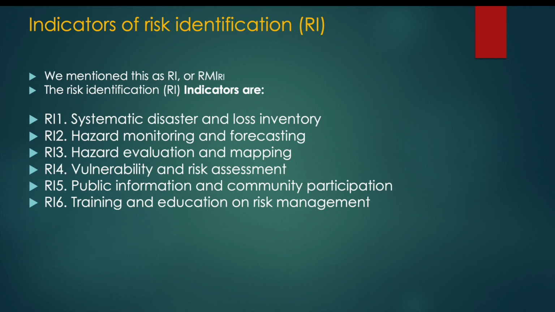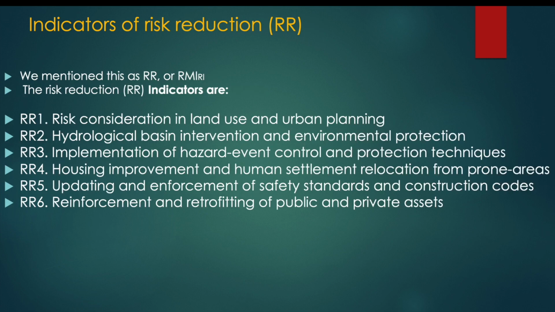So the indicators are RI1, that is risk identification indicator 1, systematic disaster and loss inventory; hazard monitoring and forecasting; hazard evaluation and mapping; vulnerability and risk assessment. RI5 is the public information and community participation. RI6 is training and education on risk management. These are the 6 RI indicators, and we have 6 indicators under each of the components we mentioned earlier.